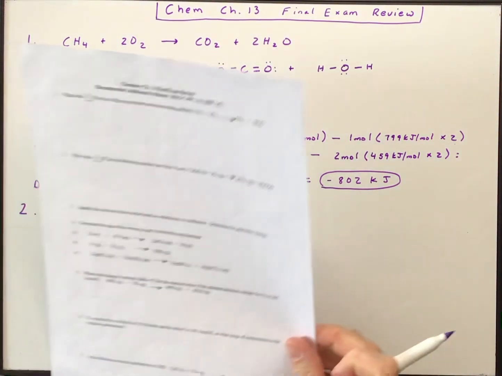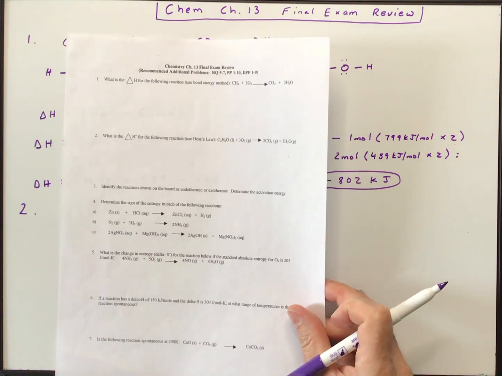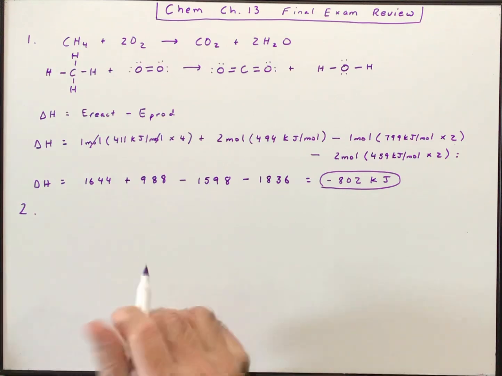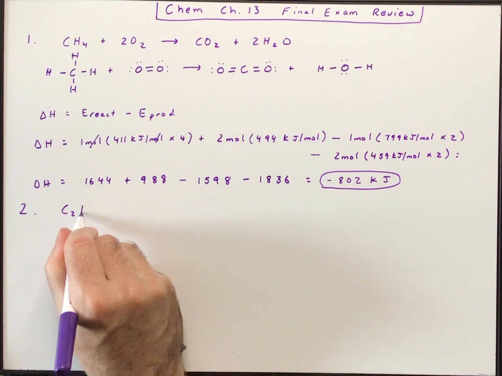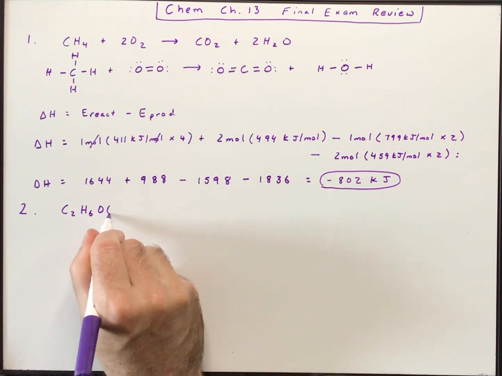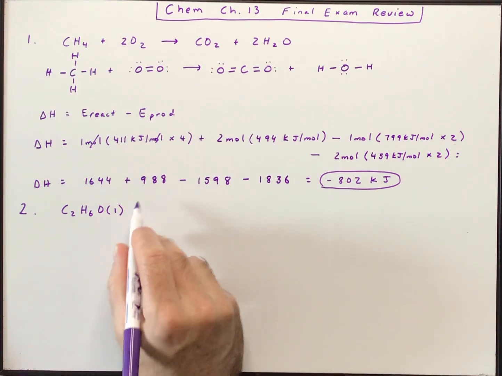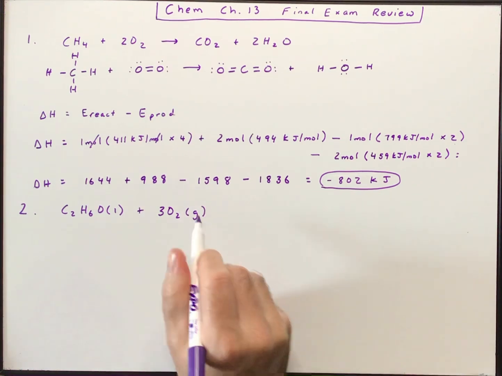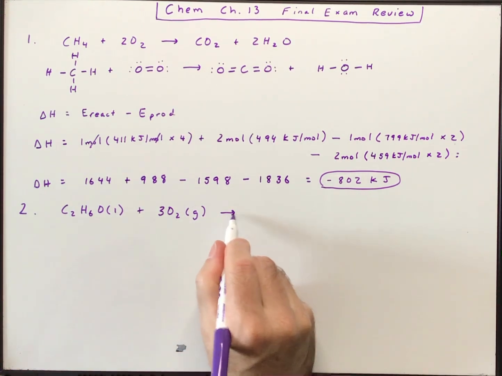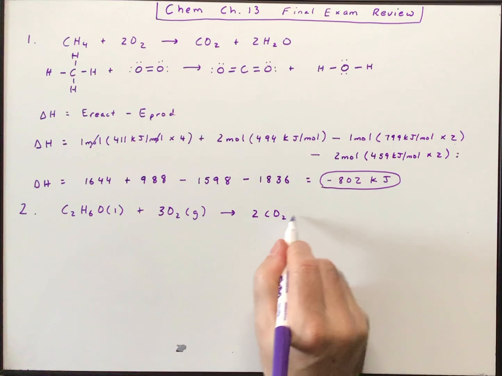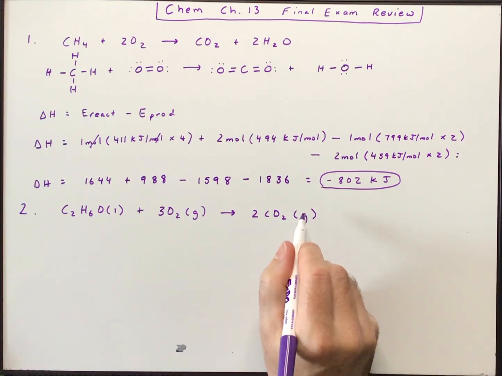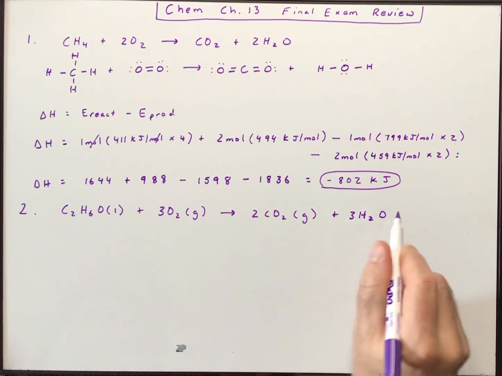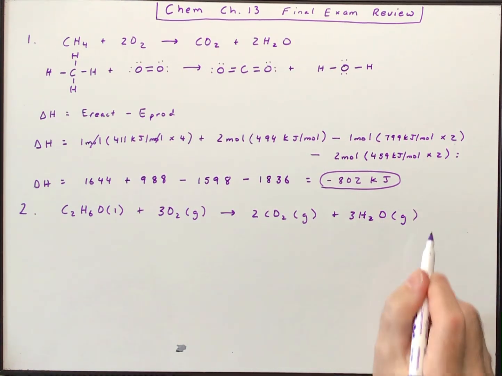So number 2 says, what's the delta H for the following reaction? We're going to use Hess's law this time. So we have C2H6O in liquid form plus 3O2 gas. That yields 2CO2 gas plus 3H2O gas. And we do need the phases because the table has those phases in it.